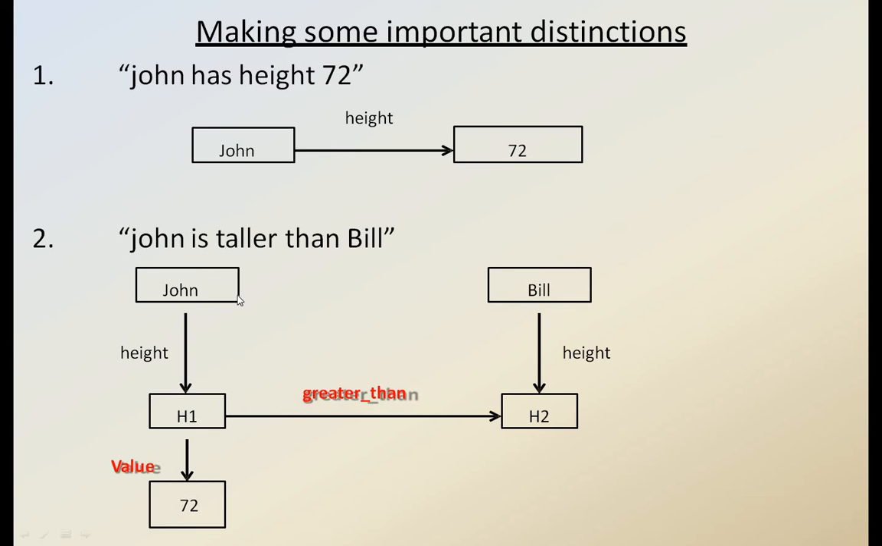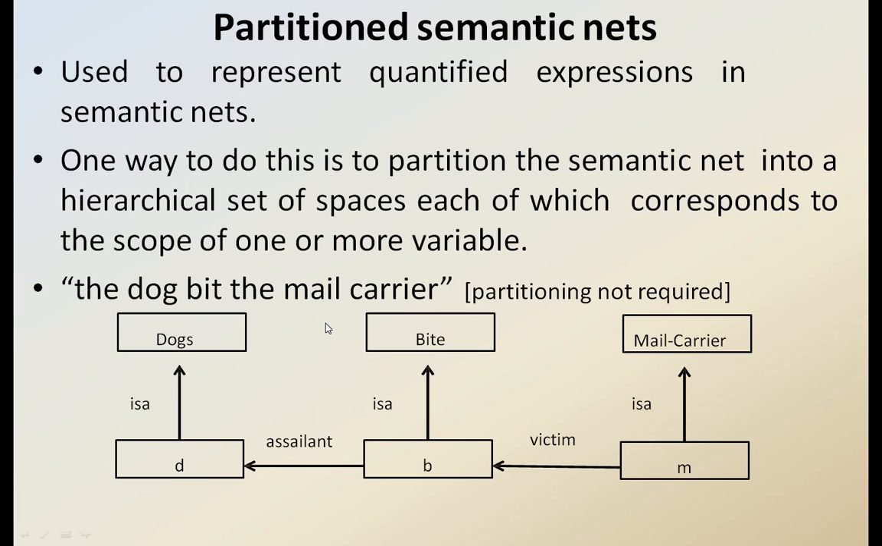Instead of representing "John is taller than Bill" directly, think about which property you are representing. John is taller than Bill means, in height, so for that height you create two different auxiliary objects, h1 and h2, with h1 greater than h2. What is the value for John here? h1 is 72, so h1 is greater than h2. Like that, you can represent this kind of relationship.